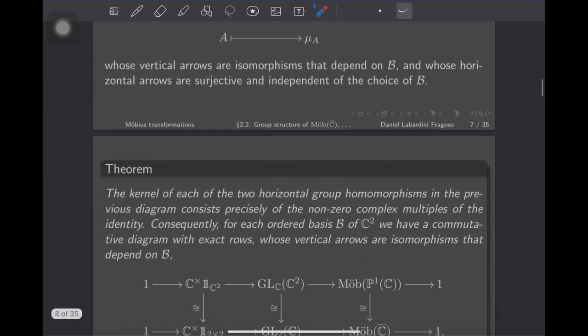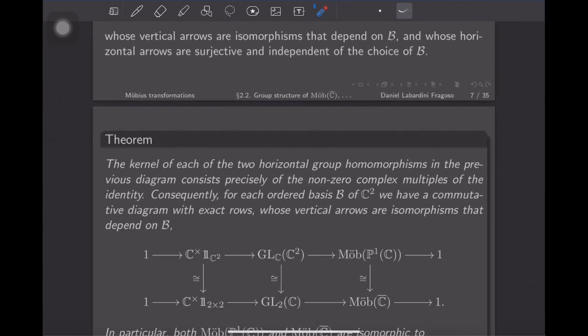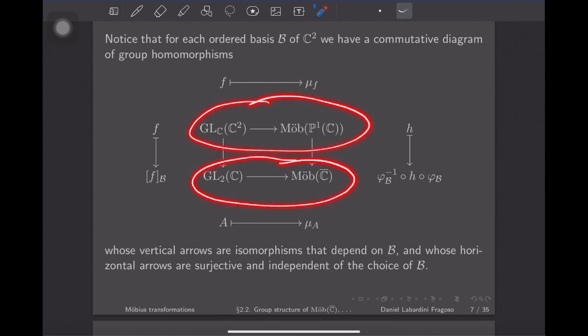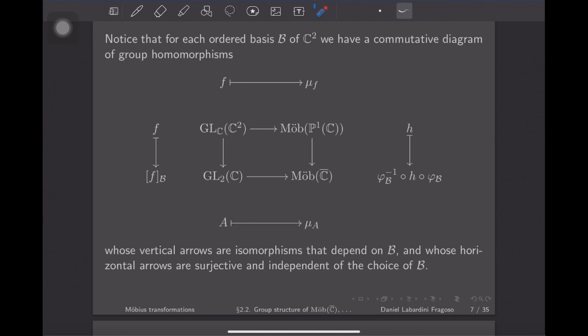Okay, and now I have these two group homomorphisms, and what I would like is to find the kernel of this one and the kernel of this one. Why would I want to do that? Well, this map is surjective by definition. By definition of this group, this map is surjective, and by definition of this group, this map is surjective.